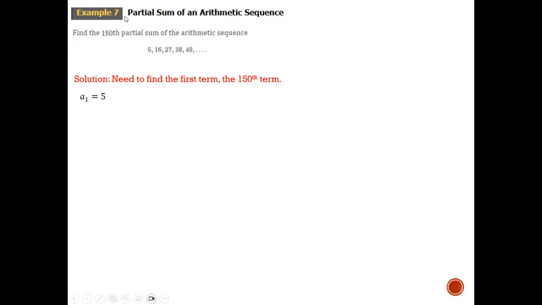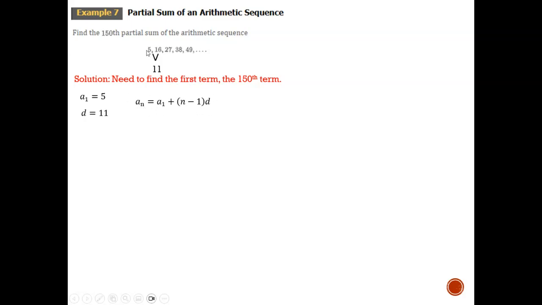So for the formula, we need to add, we take the first term, we need the last term, and then we need the number of terms. So I have the first term, I have the number of terms, 150, but I need to find the 150th term. So if I'm going to plug this into a formula, I also need the difference, the common difference. So that's why I'm subtracting here. 16 minus 5, I get 11. So I'm going to use that common difference to help me find the 150th term.